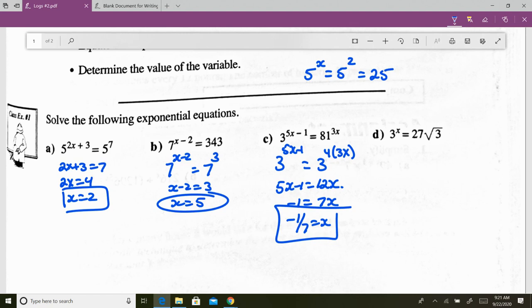We okay so far? All right. D. What base am I going to make things? 3. You need to make this base 3 and this base 3. So I'll get 3 to the power of x. 27 is 3 cubed. What's root 3 in base 3? How do you write root 3 as an exponent is what I'm saying.